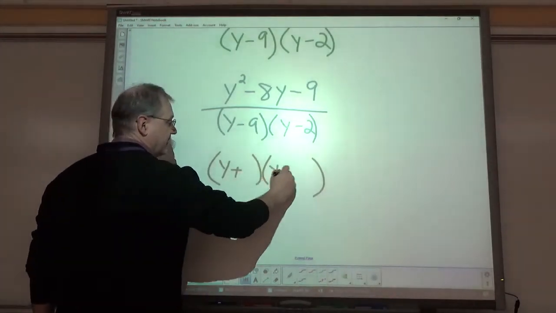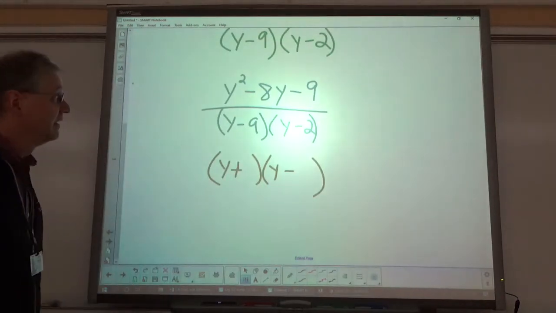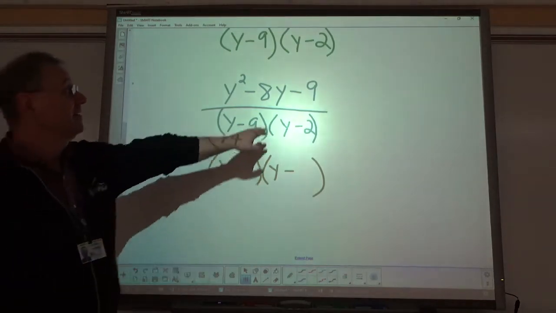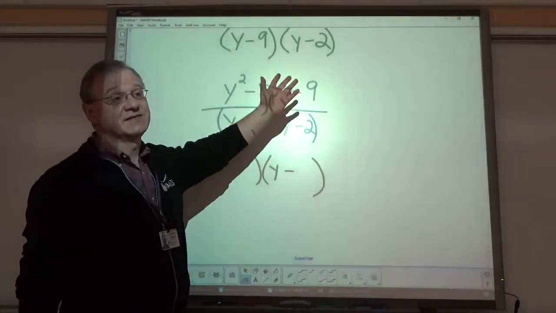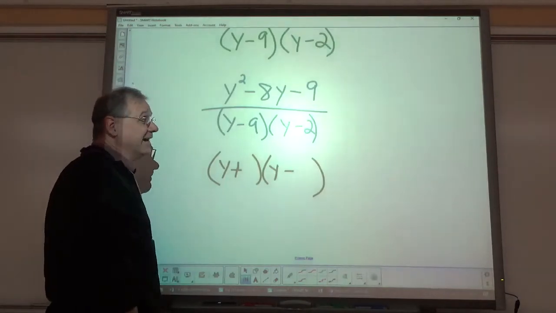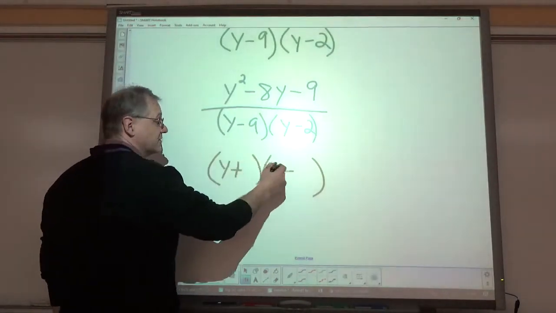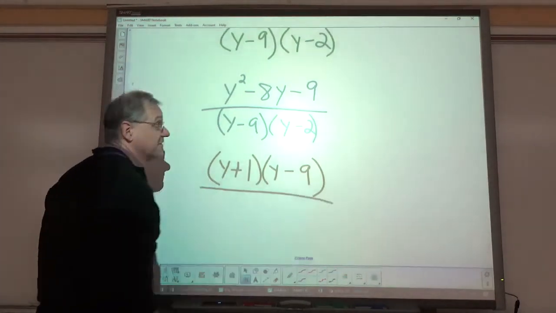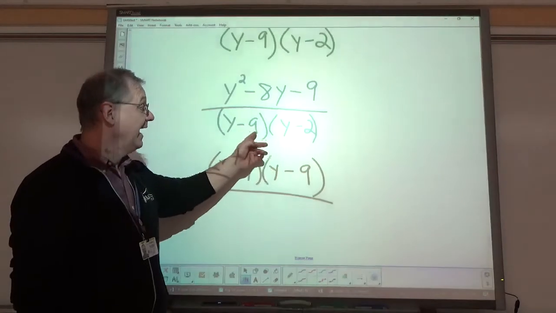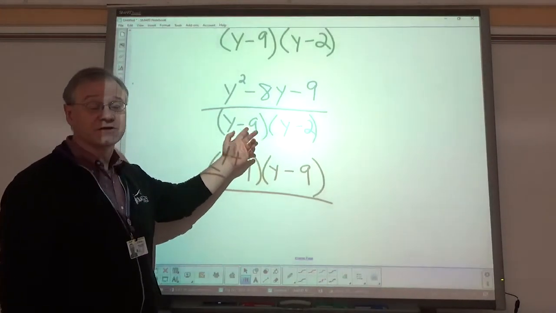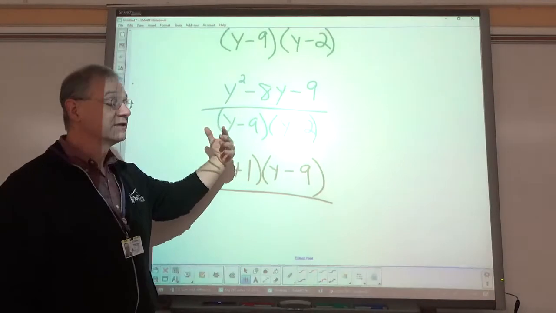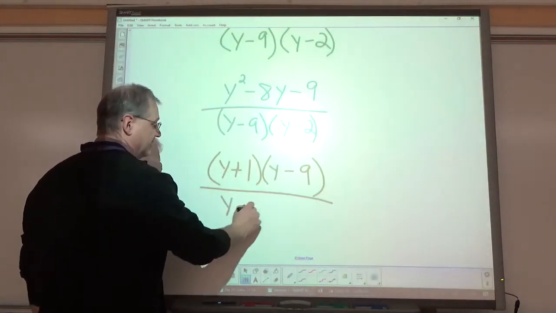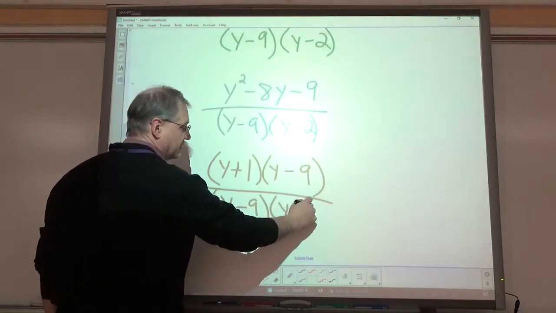A plus and a minus are our signs here, because a minus sign in the sign chart leads us to a plus and a minus. 9 and 1 differ by 8, so a negative 9, a positive 1. Now, if it's going to reduce, it has to factor with the 9 with the negative anyway. So y minus 9, y minus 2.